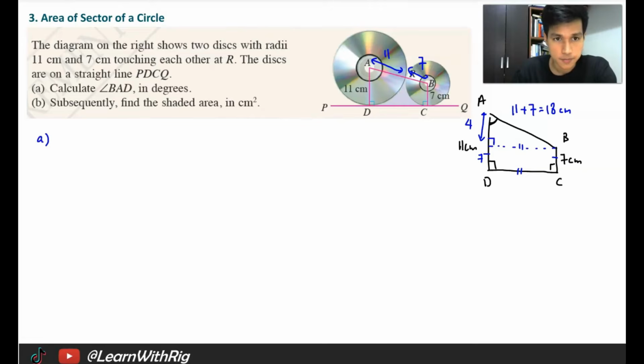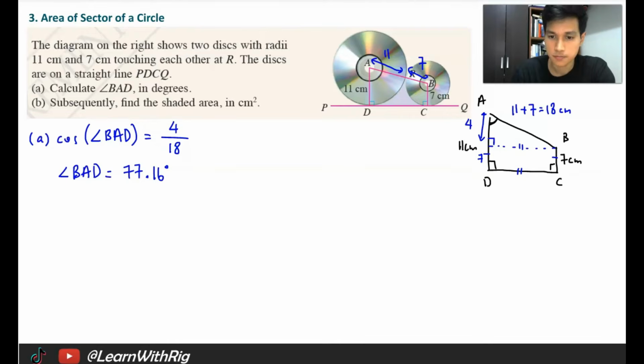So question A, you want to find angle BAD. What are you going to use? You're going to use adjacent and hypotenuse, so it's cos. So cos angle BAD equals to adjacent is 4, hypotenuse is 18. So what's your angle BAD? Should be equals to 77.16 degree. They want in degree, so this is your answer.